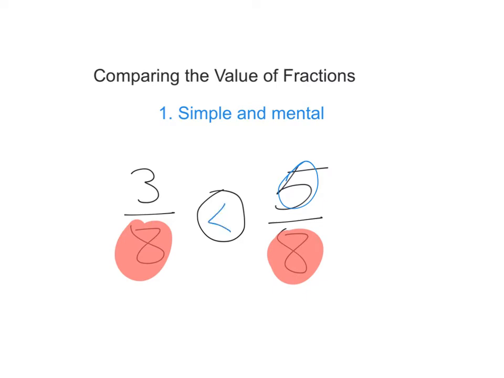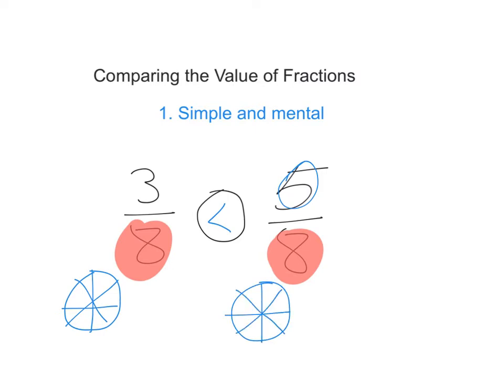And the reason is, if you think about a pizza and we cut it into 8 pieces, because they're both cut into 8 pieces, it is the same size pieces. So our denominator of 8 is telling us we have the same size pieces. So if you have 5, that is larger than 3.